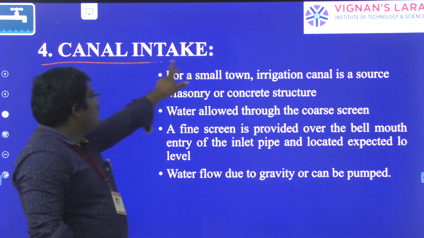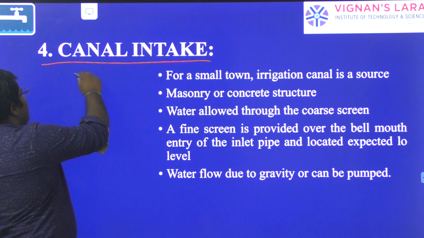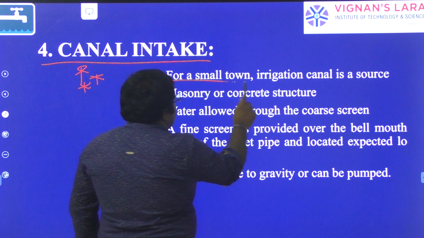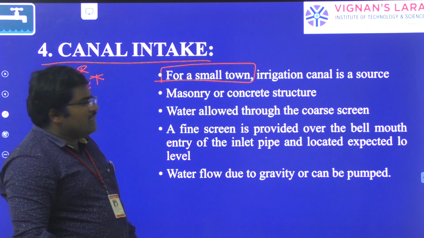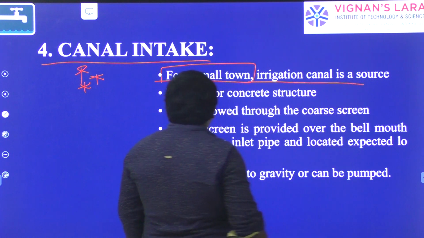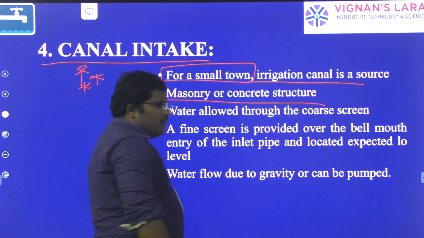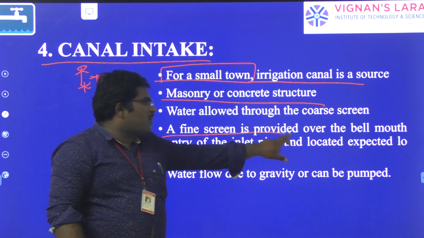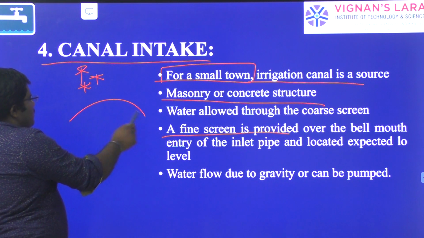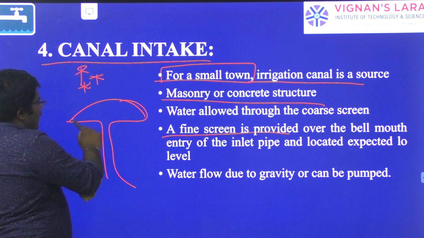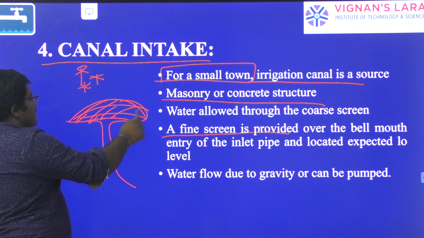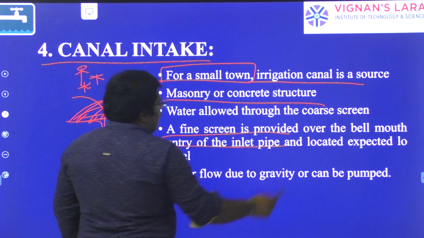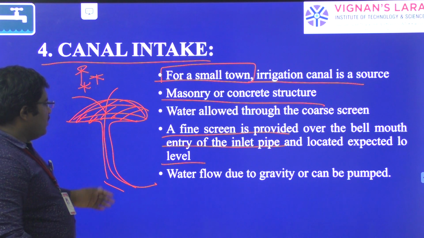Then coming to the final type of intake, this is very important from the exam point of view, that is canal intake, right? Here it will be for smaller towns, right? So the irrigation canal may be selected as a source, right? It may be constructed with masonry or concrete structure, with water allowed through a coarse screen and a fine screen provided over the bell mouth entry, right? So this is the bell mouth entry, right? Here we are going to provide a fine screen, through this water will enter, right? So over the bell mouth entry of the inlet pipe, located at the expected low level, right?